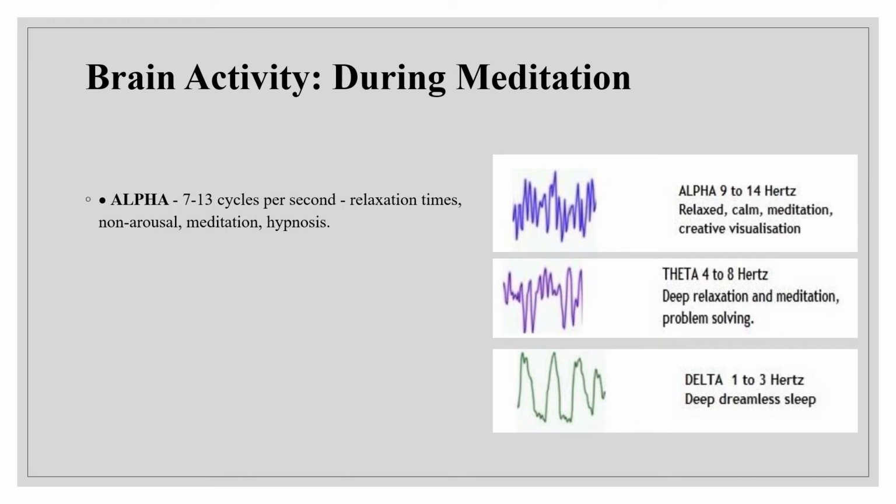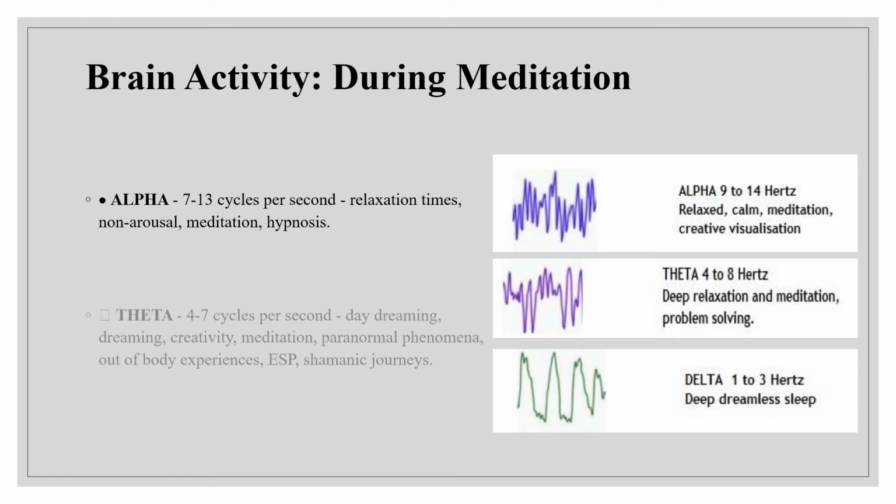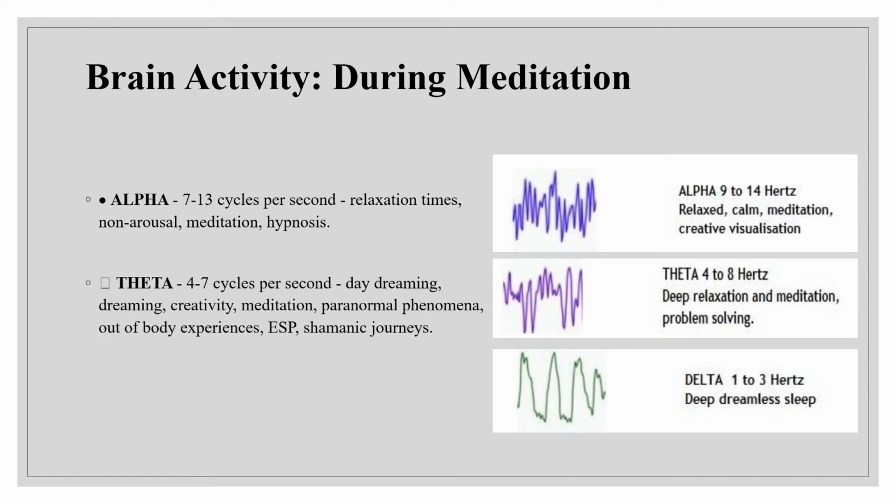So alpha is 7 to 13 cycles per second. Relaxation time, non-aroused time, meditation time and hypnosis time, your mind achieves the alpha state of brain activities. Then theta brain activities lie between 4 to 7 cycles per second.